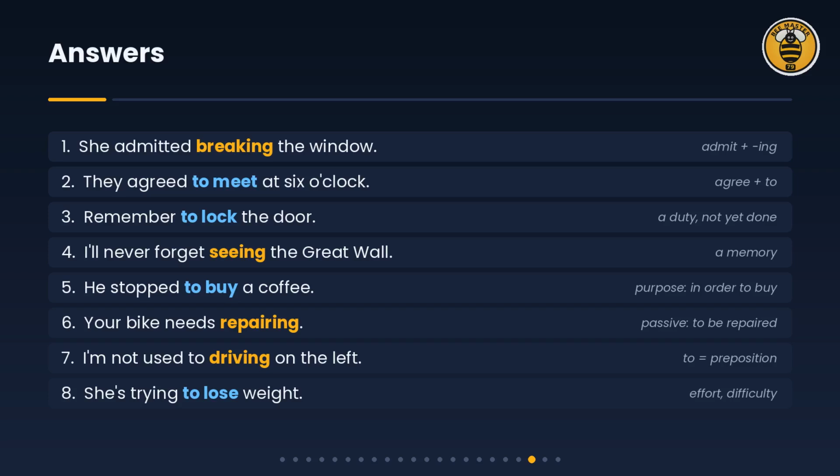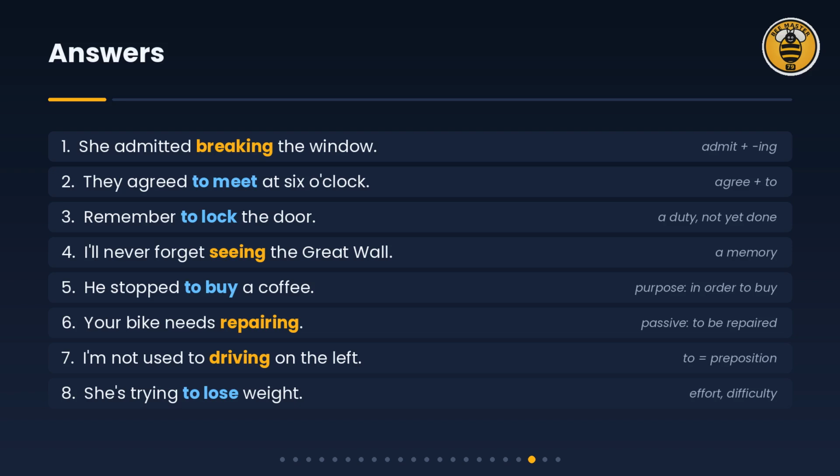Here are the answers. 1. She admitted breaking the window. Admit takes ing. 2. They agreed to meet at 6 o'clock. Agree takes to. 3. Remember to lock the door. It is a duty, and it has not been done yet. 4. I will never forget seeing the Great Wall. That is a memory of a real experience, so ing.